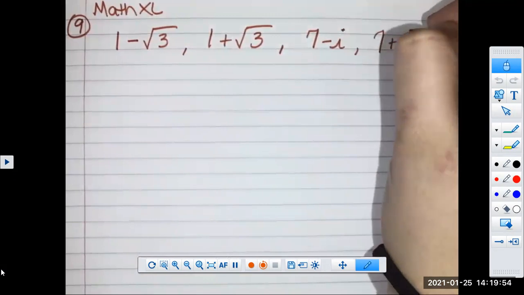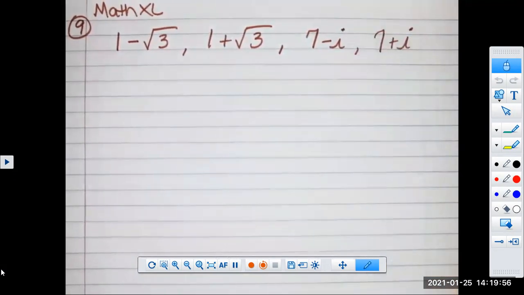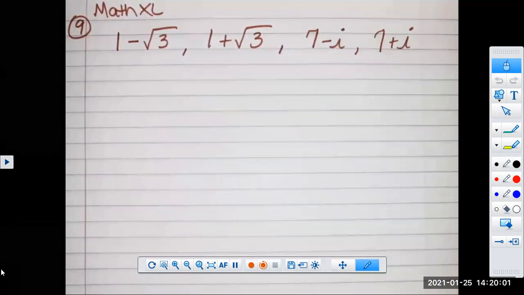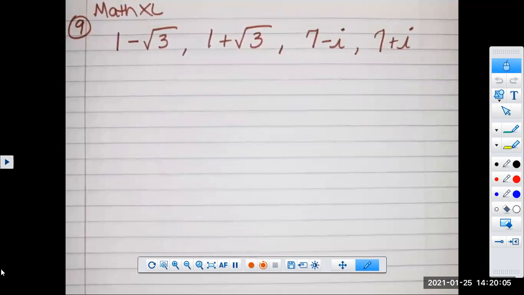7 plus i. Notice in that last problem that we did, you had 3 roots, and we ended up with a polynomial that had a degree of 3. This time we have 4 roots, so when we get to the end, we should have x to the 4th as our highest power.